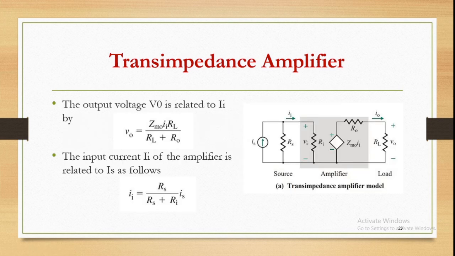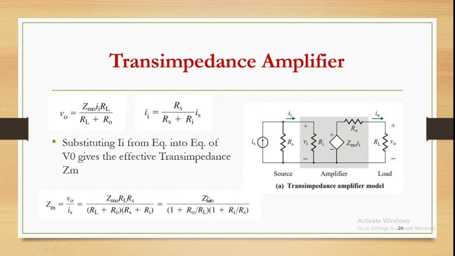So if we solve the transimpedance formula for the effective transimpedance gain, we can have the output voltage V0, and that is related to II. It is given by, according to the voltage divider rule, ZMO II into RL divided by R0 plus RL. And if we solve it for the input current, it will be RS divided by RS plus RI into IS, which is the current divider rule. So finally, if we take the effective transimpedance gain, that is called Zm, it is equal to V0 upon Is. So Is is contained in the equation of II. So we can have V0 upon II multiplied by II divided by Is.